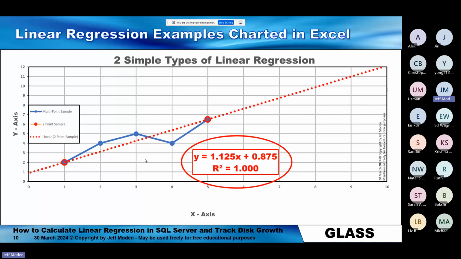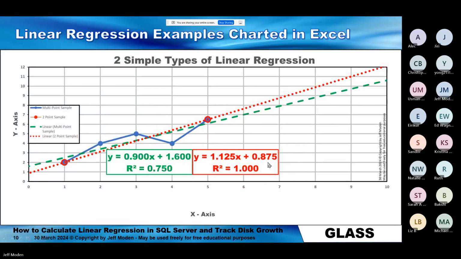A 1 indicates that every point is on the line. And by definition, when you have 2 points, the line has to contain both of those points, or the line isn't representative of the 2 points. So the closer to the line they are, the higher that coefficient will be. If they're all spot on the line, it'll always be a 1. So the 2-point samples will always have an R squared of 1. We'll talk more about R squared later on.